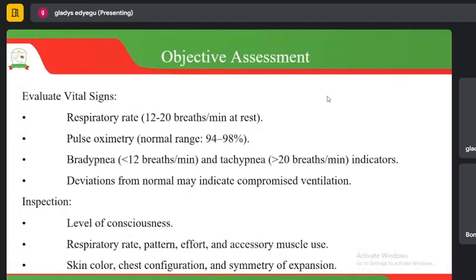So the skin color is also very key. If the patient is not having enough oxygen, the color itself can tell you that this patient is sick. And when the patient is sick, this patient will need some oxygen. So many things can be done in relation to respiratory system assessment.